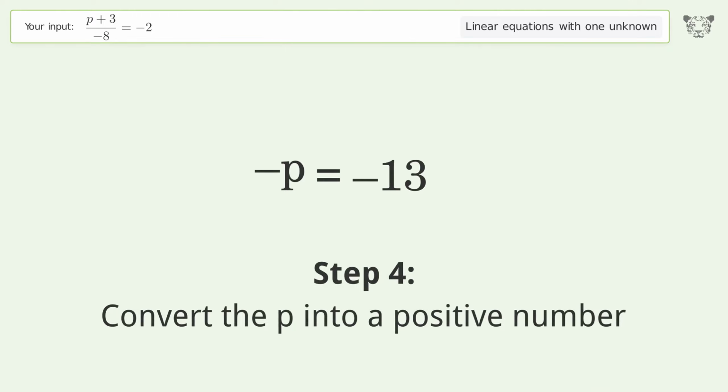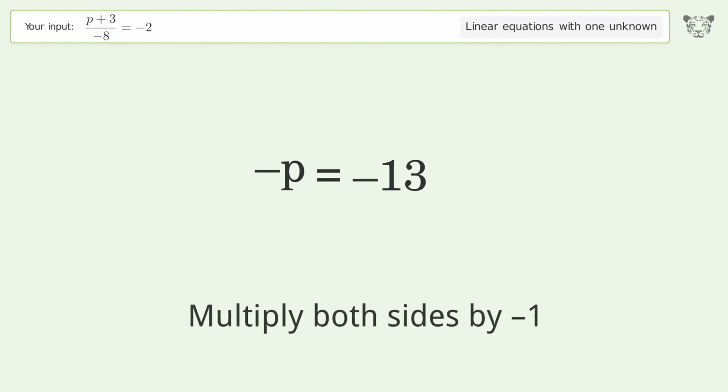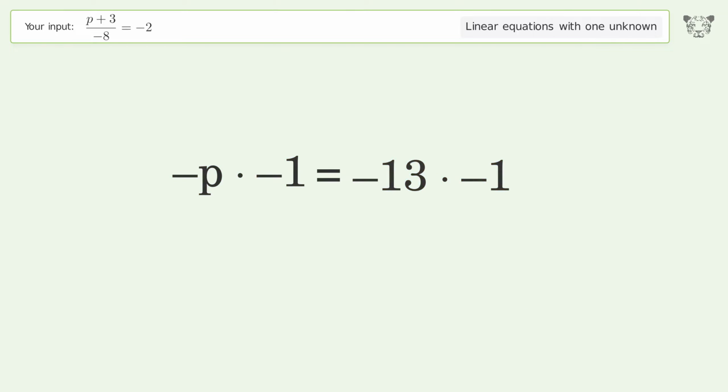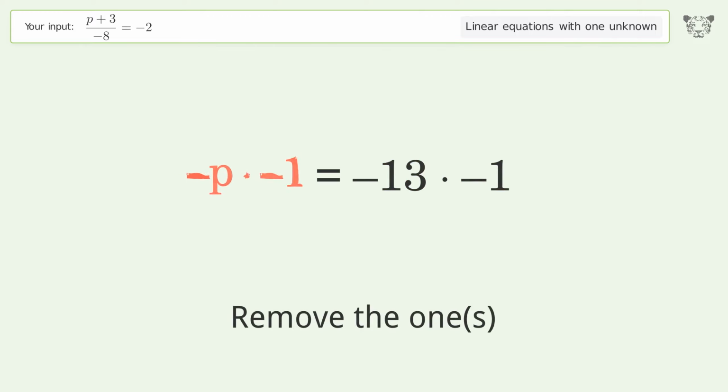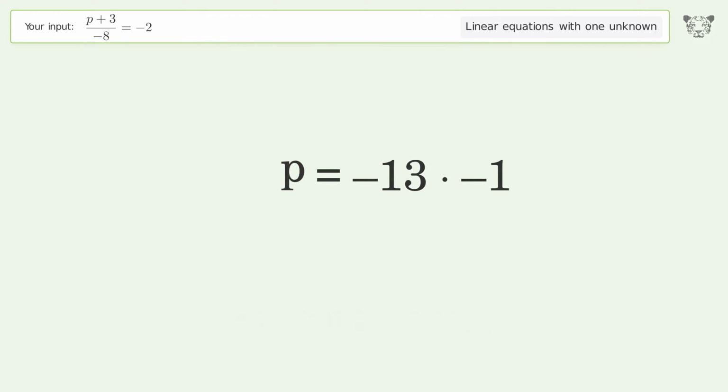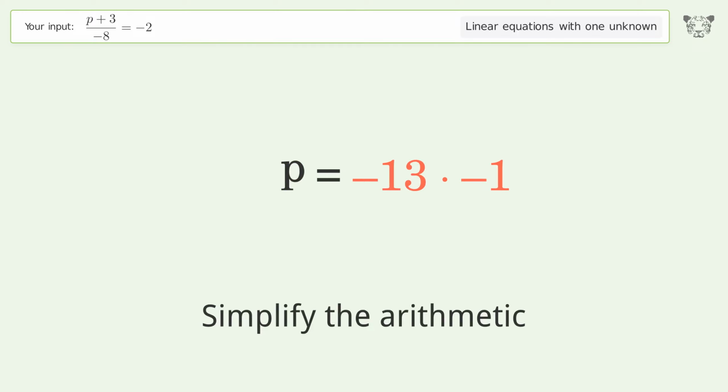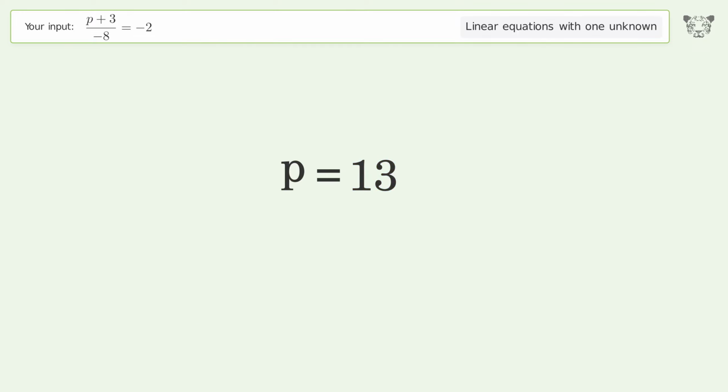Convert the p into a positive number. Multiply both sides by -1. Remove the ones. Simplify the arithmetic. And so the final result is p=13.